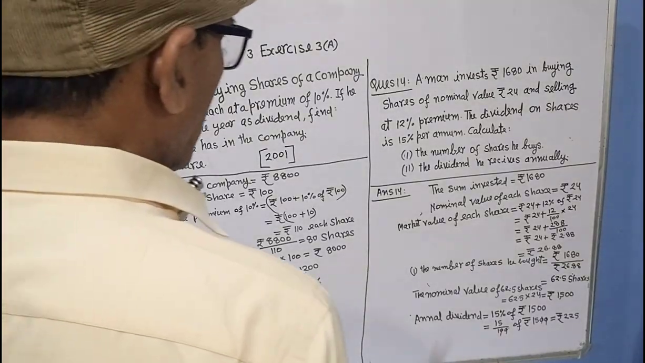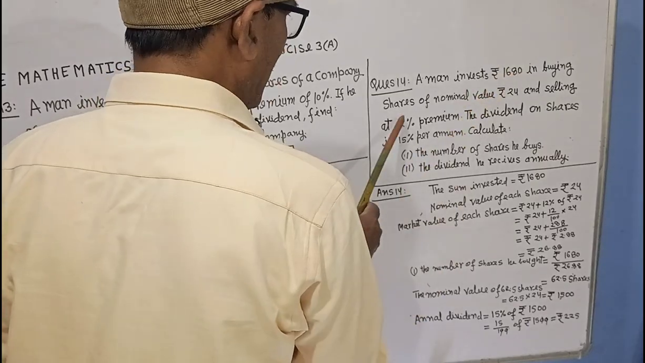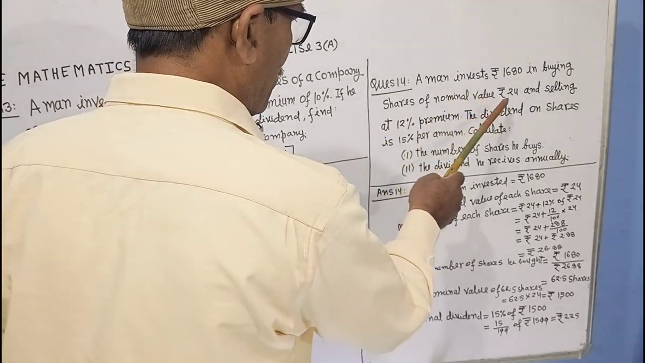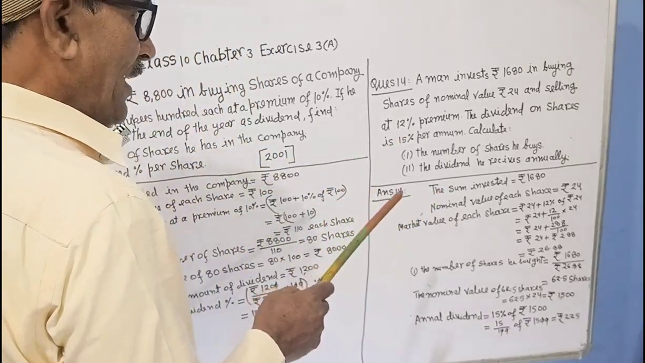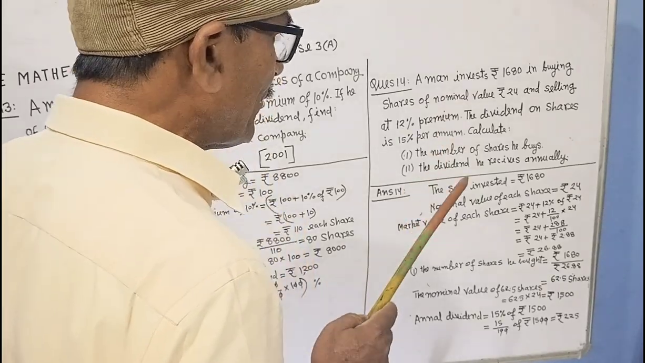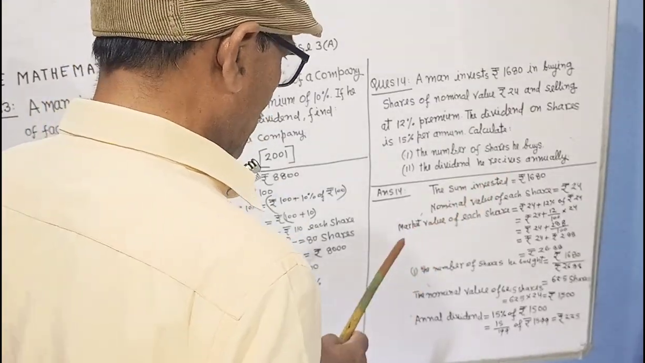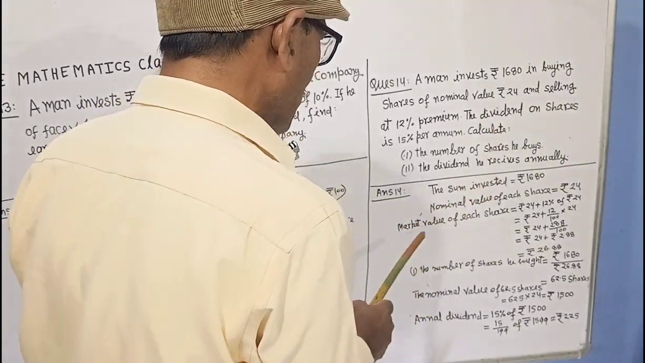Question number 14. A man invests rupees 1,680 in buying shares of a nominal value of rupees 24 and selling at 12% premium. The dividend on shares is 15% per annum. Calculate the number of shares he buys. The dividend he receives annually.